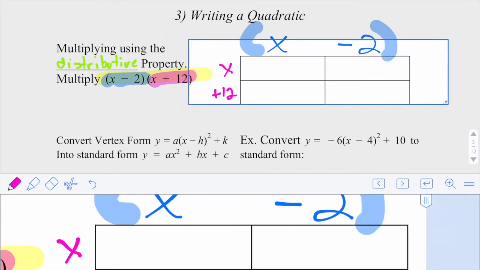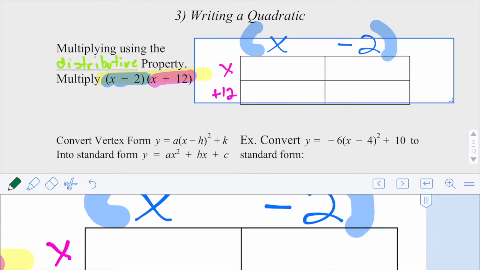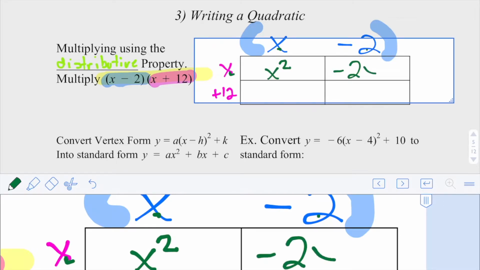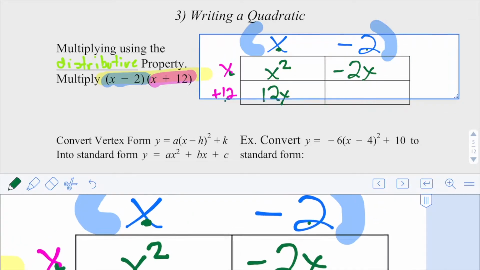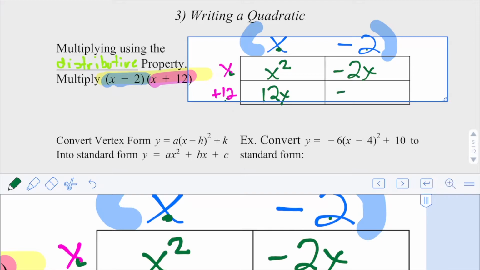So then I just come over here to the Punnett square and I multiply these out. Well, x times x gives me x squared in that box. X times -2 is -2 times x, or -2x. And then I have x up here times positive 12, so I have 12x. And then I have 12 times -2, which gives me -24.